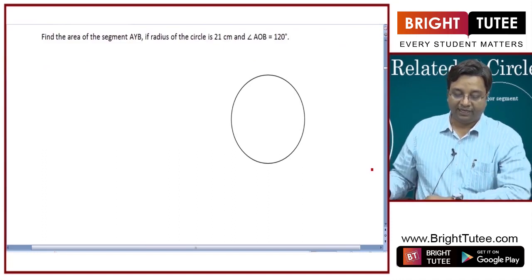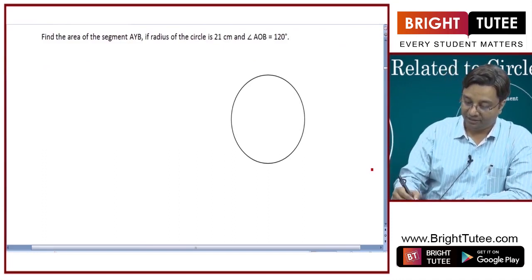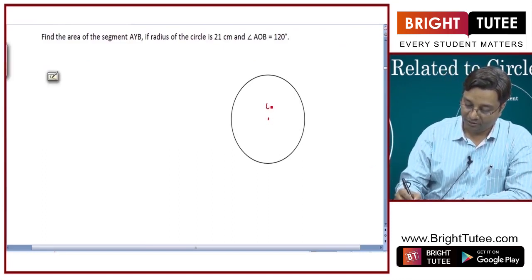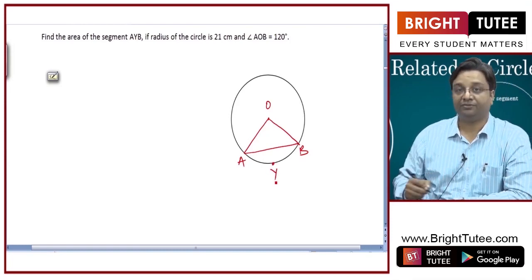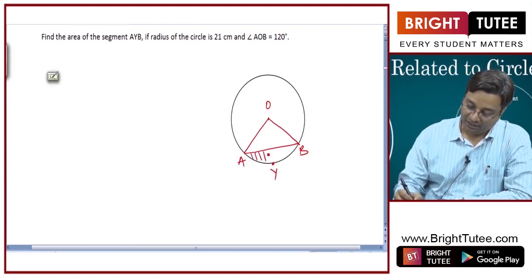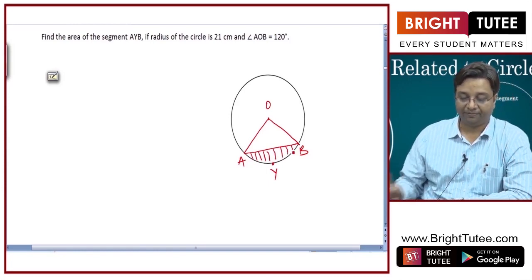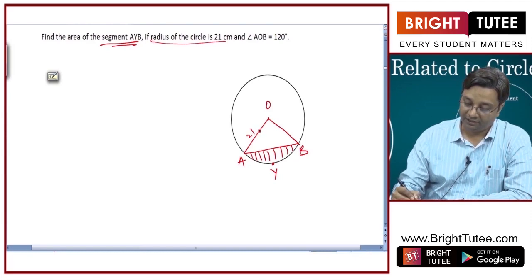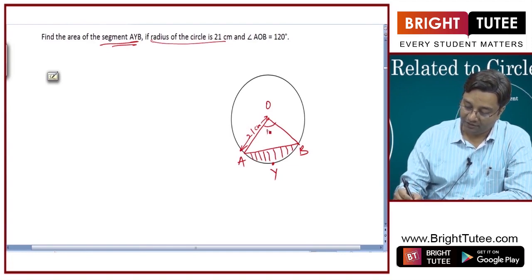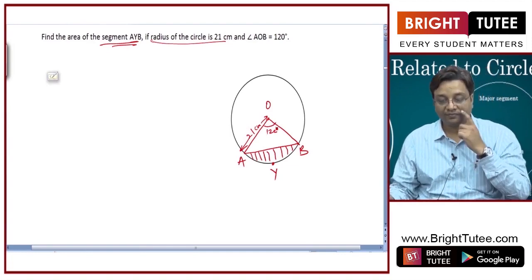Okay, find the area of segment AYB. Here, let us say, the center is O. If this point is A and this is B, then we are talking about this segment here. If I name it Y, I need to calculate the area of this segment AYB. Now the radius of this circle is 21 centimeter and this angle AOB is 120 degrees, right?